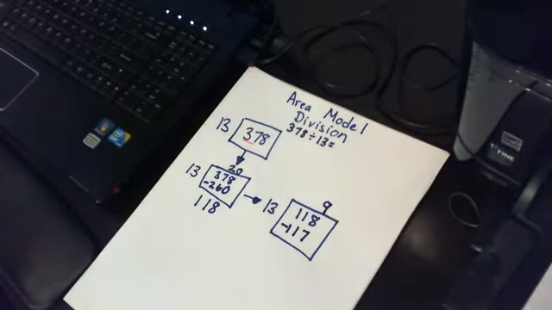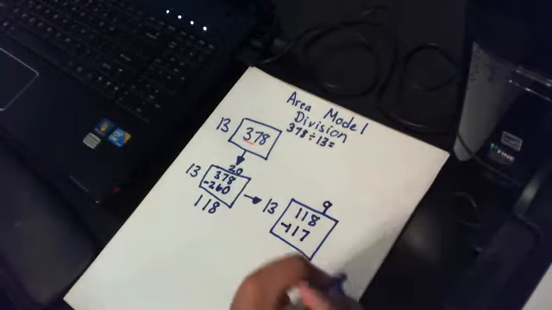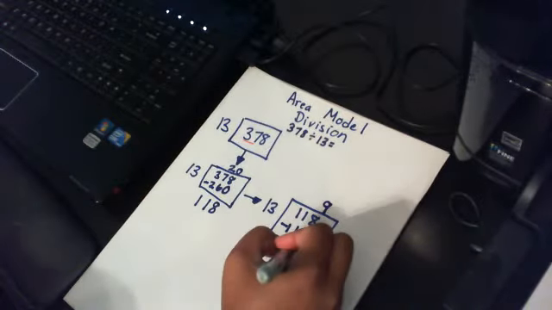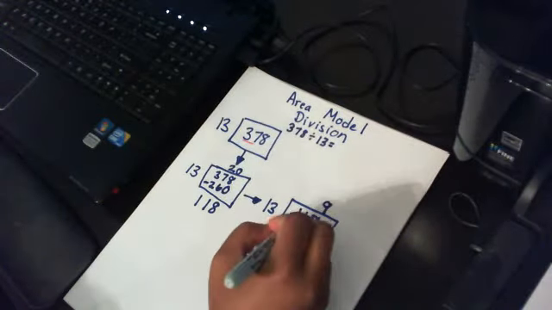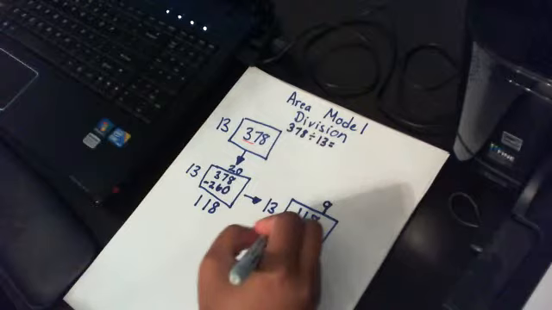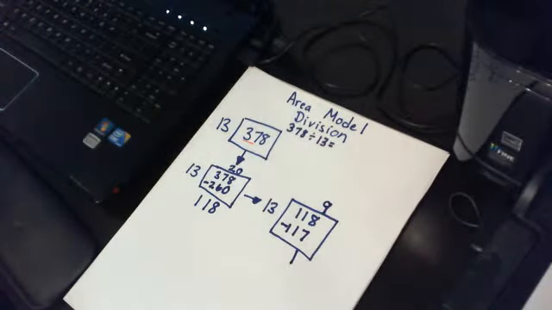And then I'm going to subtract just like I did in the other box. So, 8 take away 7 is 1. 1 take away 1 is 0. 1 take away 1 is 0. So now we're ready to get our answer.